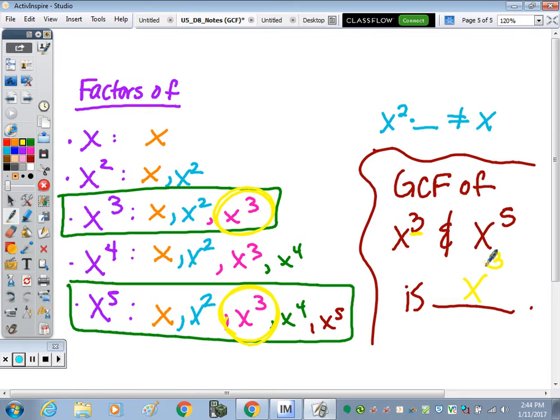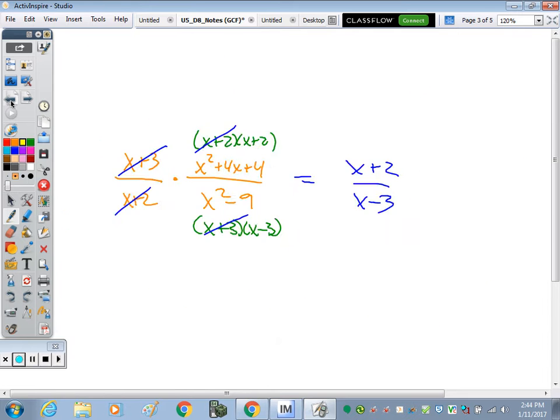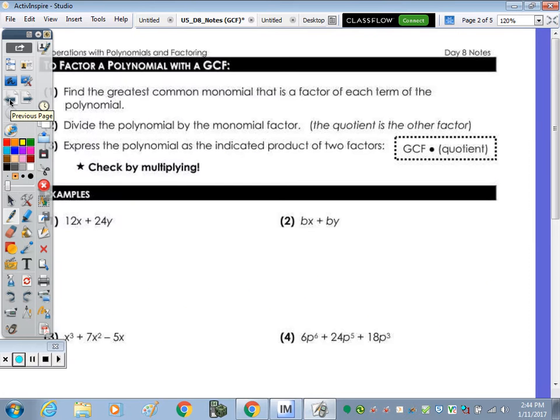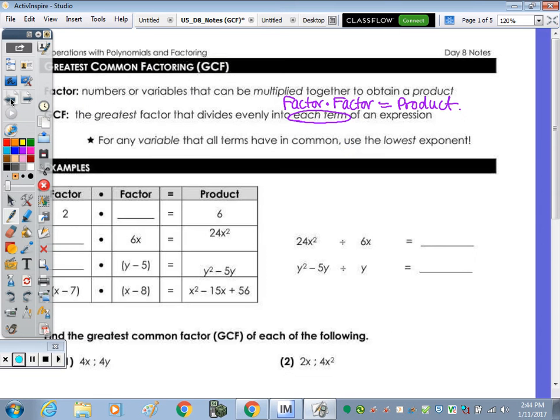Okay? So back to the note page. I just want to explain why we use the lowest exponent. So take a minute to fill in the table. It's pretty basic. What do we multiply 2 by to get 6? 6x times what is 24x squared?